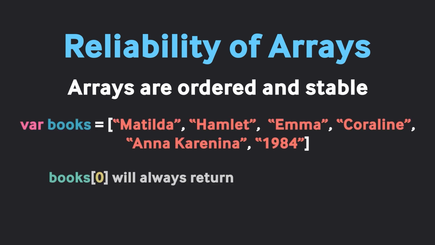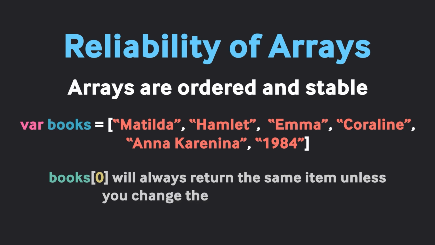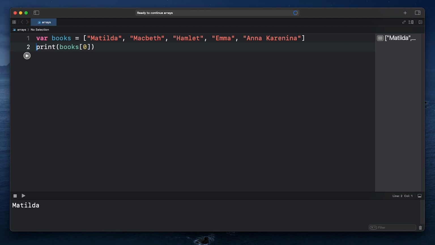Books[0] will always return Matilda, not because it's the first alphabetically or the most recently added, but simply because that's the position it was given when the array was created. The only time that changes is if you explicitly go in and change it yourself. You don't have to print values to use them though. You can also store a value in a variable or a constant like this. Let firstBook equal books[0]. Now you can use firstBook directly without needing to write books[0] every time.